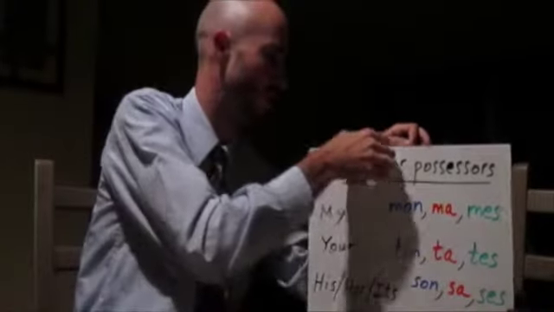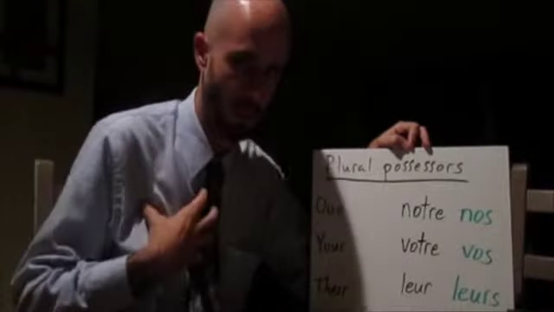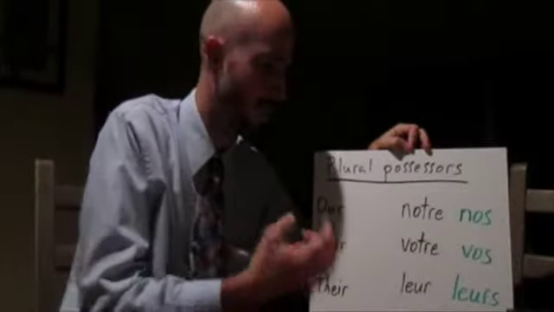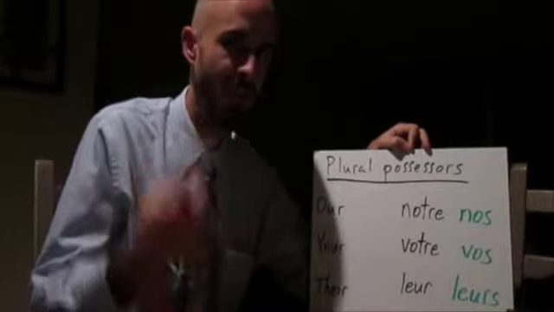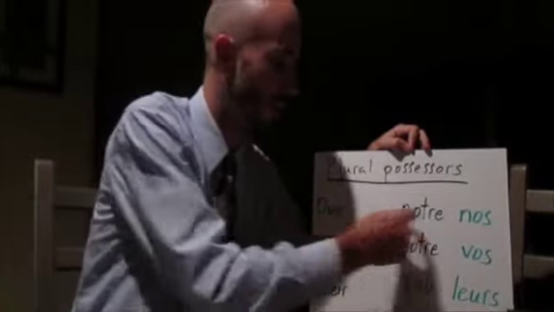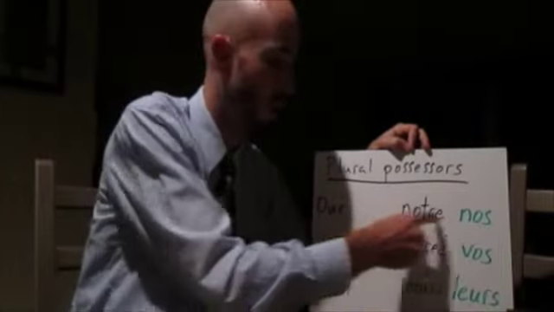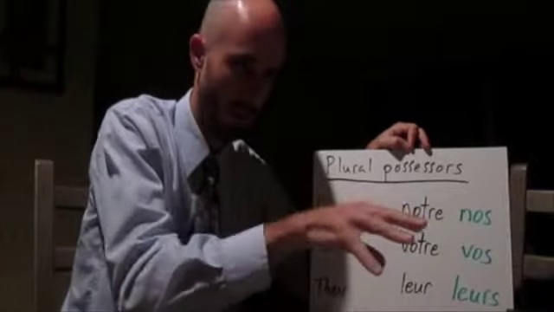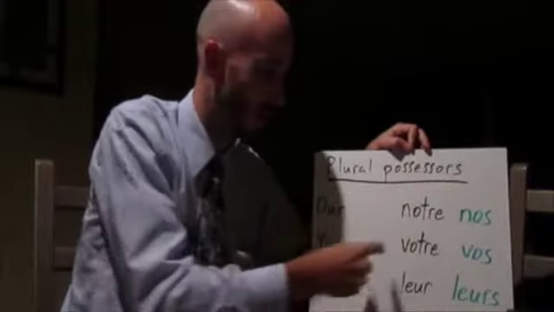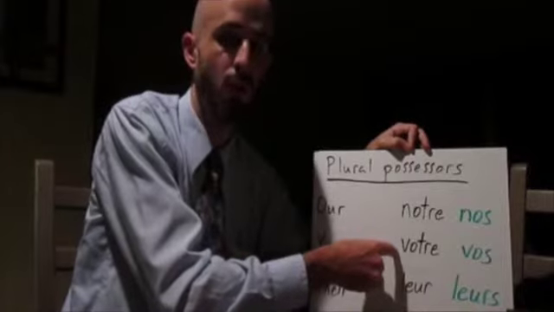Now if the person possessing or owning is plural, again we're first person, for example, our. We as a group possess or own. If the thing being owned or possessed is singular, the adjective is notre. If the thing being possessed is plural, nos. Now again, second person plural, people owning. If the thing being possessed is singular, it's votre.